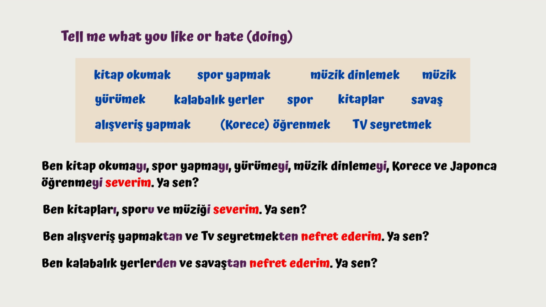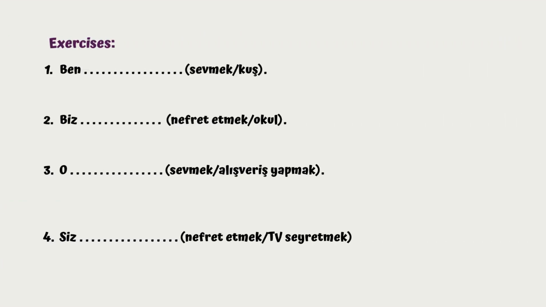So we have another set of exercises. This one is a bit more complicated. As you see, we have different subjects. So conjugating the verbs and adding subject pronoun suffixes is going to be a bit more complicated. So I gave you the verbs sevmek, nefret etmek. And I gave you sometimes nouns like kuş, okul. But sometimes verbs, alışveriş yapmak, televizyon seyretmek.